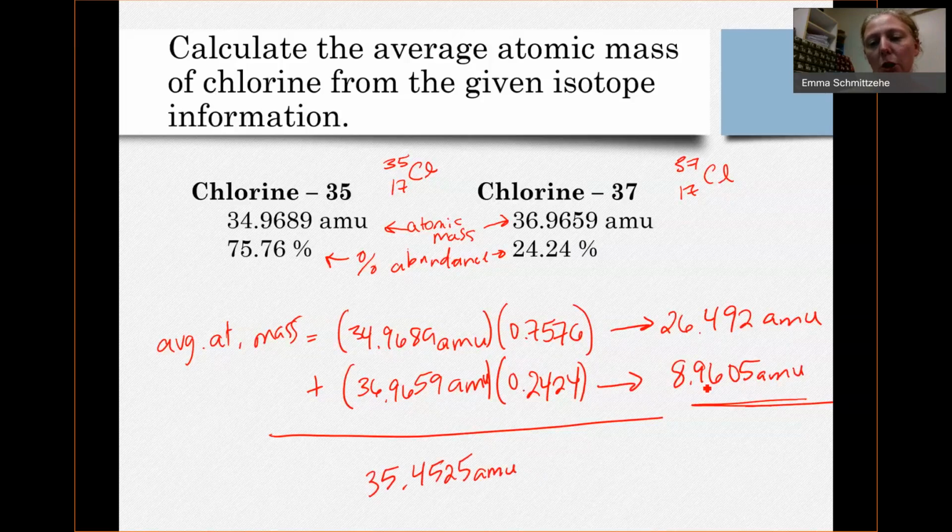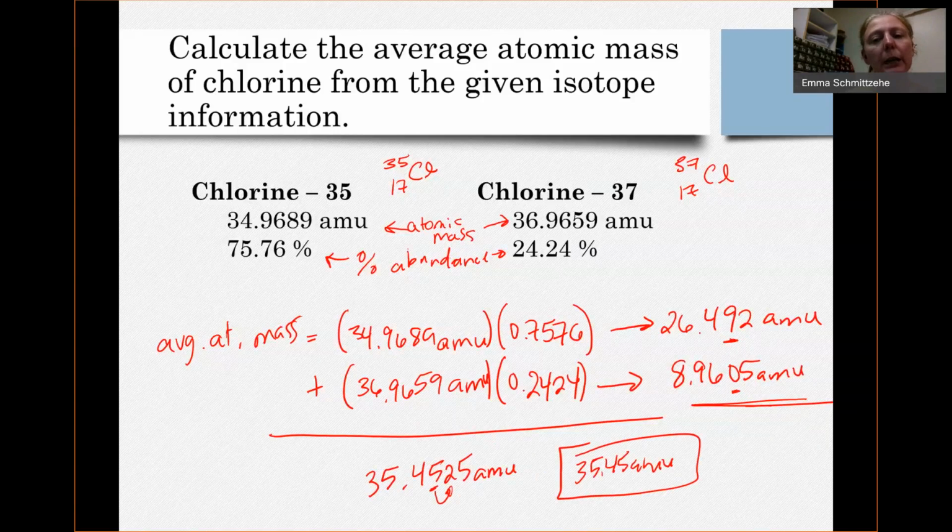Since it was an addition, I look at the uncertainty in these values. The first one has extra sig figs. The 2 is my extra digit, and the 9 is where my uncertainty is, so the second decimal place. The other one has the uncertainty in the third. So I should round to the second decimal place, and that 2 isn't going to affect it. My answer would be 35.45 AMU as my average atomic mass. And if you look at the periodic table and find chlorine, that should be what you see as the average atomic mass.